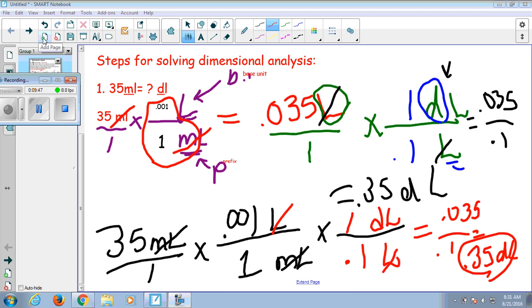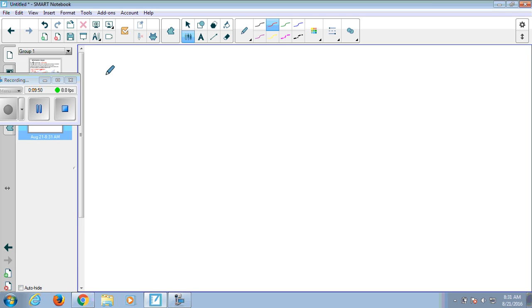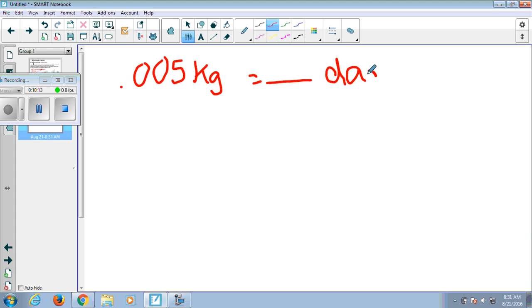Alright, I'm going to do one more. And I'm going to do problem number 8. Problem number 8 says that 0.005 kilograms is what I'm starting with. And they want to know how many decagrams that is. Okay, so as usual, we're going to start by writing our given. 0.005 kilograms. And we're going to write it as a fraction over 1.